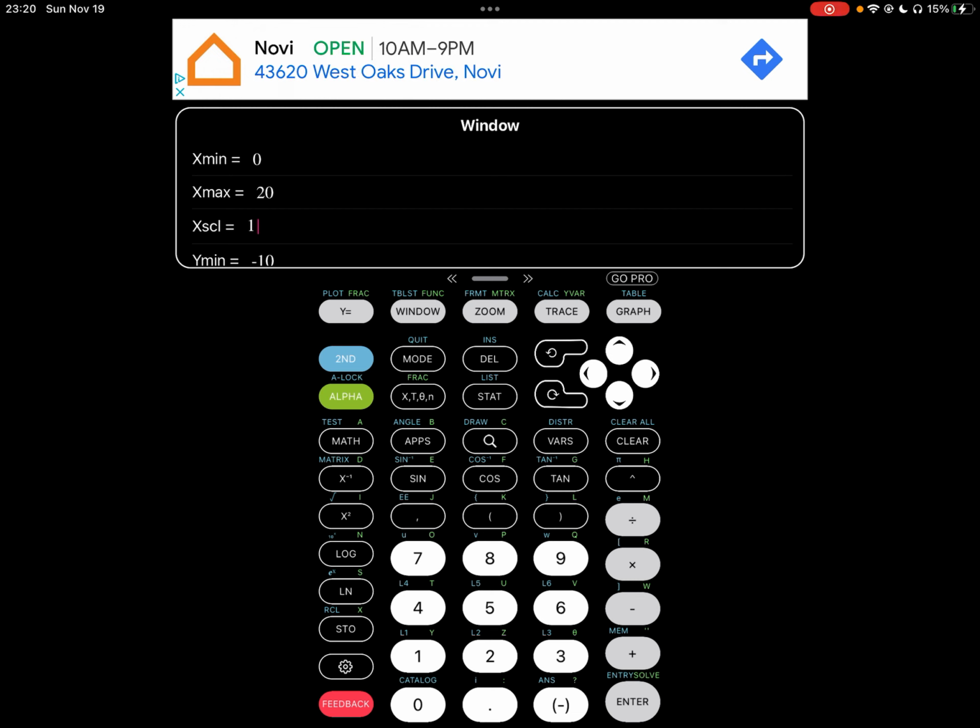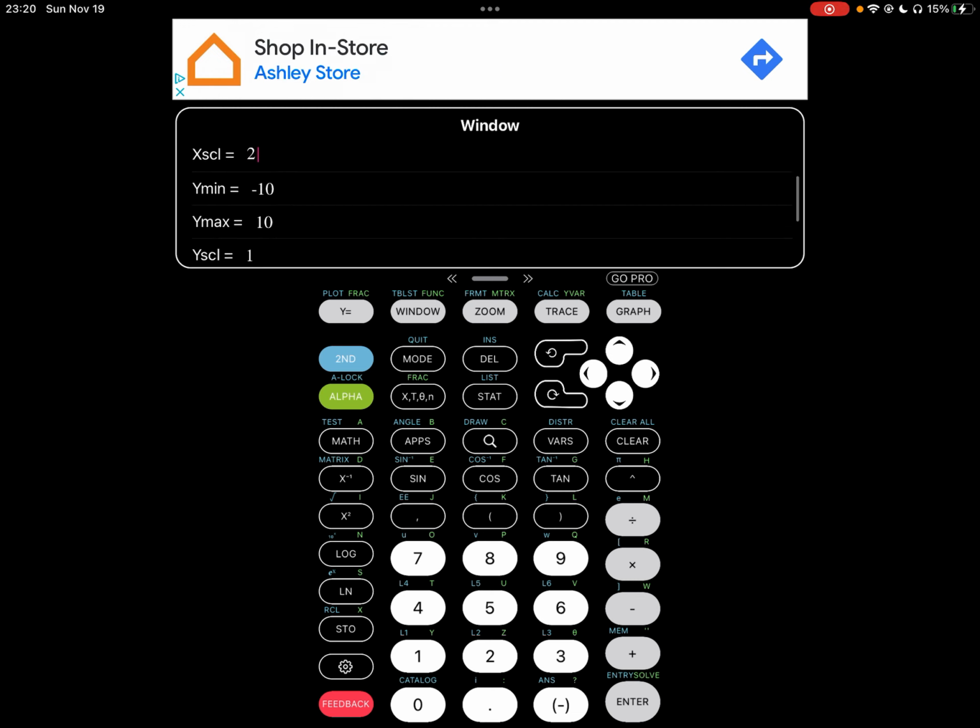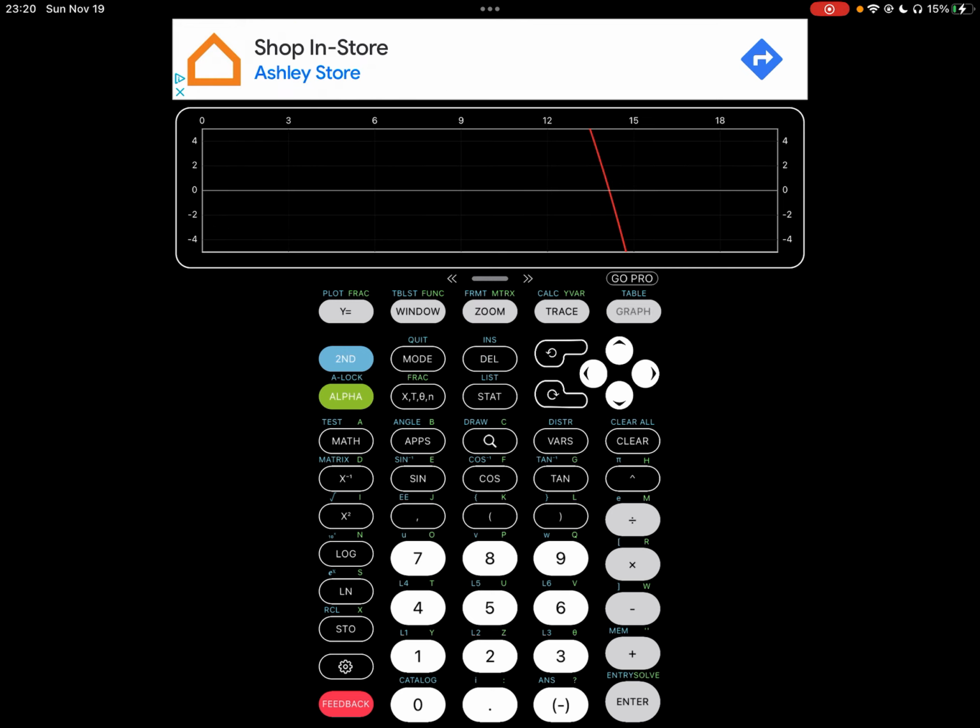I'm going to change my x scale to 2 just so I can read it easily. I'll change this to 5. Negative 5 and 5 for no particular reason. I just want to have a nice window. And please, ooh, look at that. I see a change in sign from positive to negative on the red graph. That's perfect. So what I want to do is get that x-intercept.